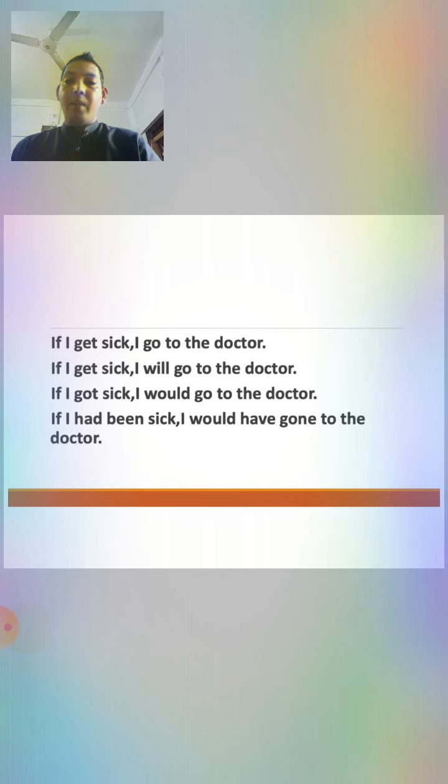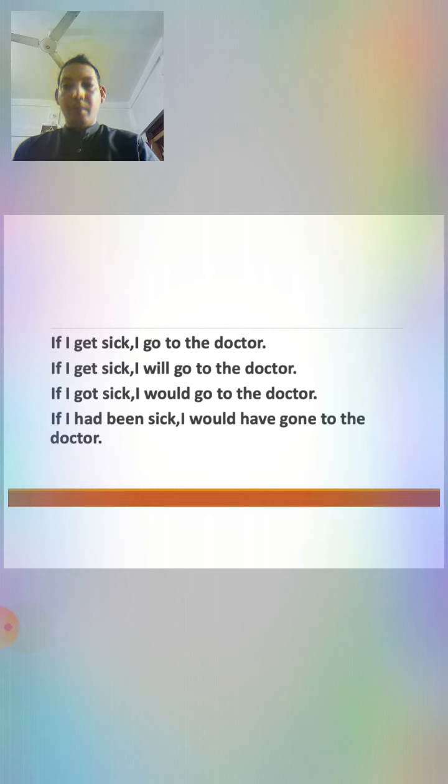Suppose you get sick. If I get sick, it is simple present, and I go to the doctor, it's also simple present. And second one, if I get sick, I will go to the doctor. First one is the simple present, second one is the simple future, and third one is if I got sick, that is past simple, and the other part is I would go to the doctor, with the past conditional. And the last one: if I had been sick, I would have gone to the doctor. First one is the past perfect, and second one is the perfect conditional.